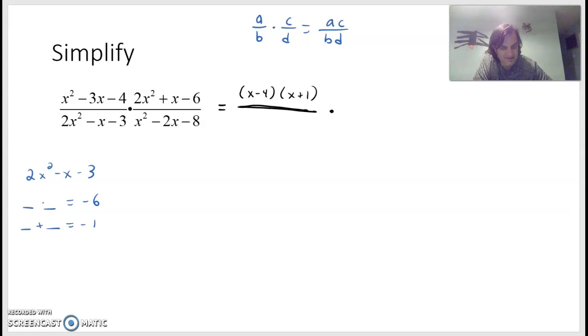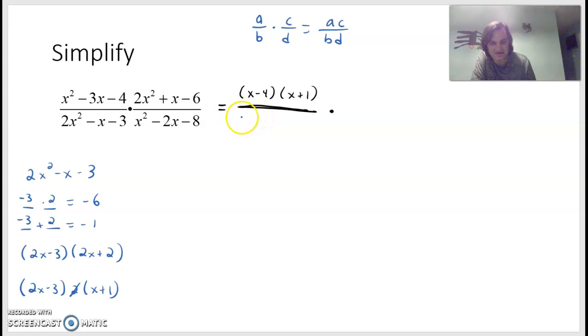Oh, I'm sorry, my brain's not working. So this could be negative 3 and positive 2. So I'll lead with the 2x minus 3 and 2x plus 2, and I can pull a 2 out of the second term to leave x plus 1 when I throw that 2 away. So that denominator factored into 2x minus 3 times x plus 1. So I've got my first fraction factored, and I can already tell that I can throw out an x plus 1 in the top and bottom.